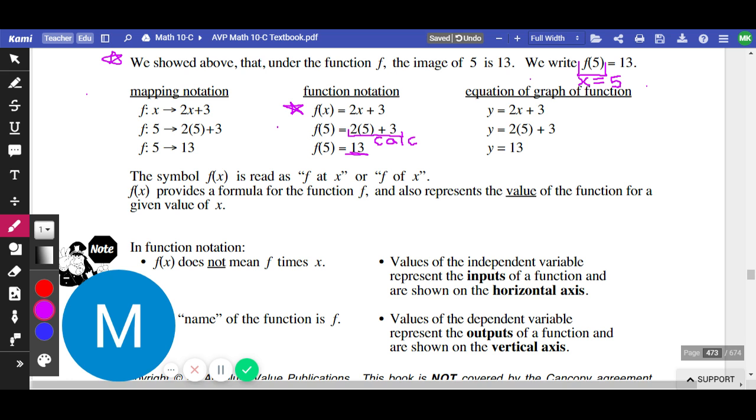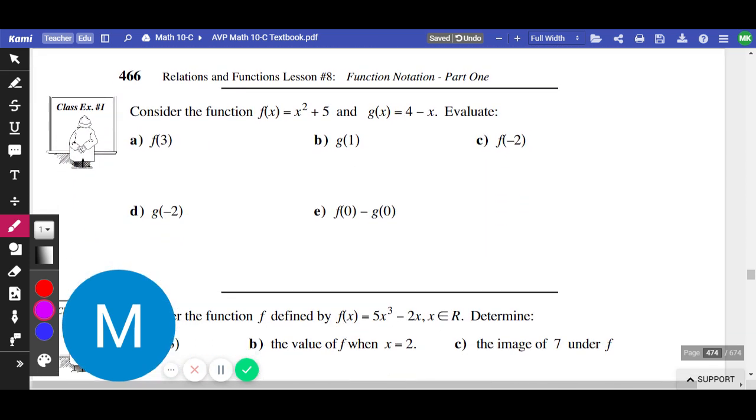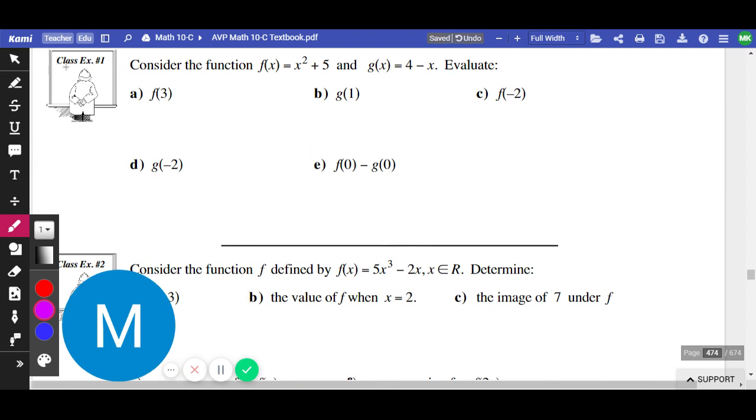We're going to skip a little further down to examples so we can actually do them. Perfect. This is the example I want, to help it all kind of come together. So it says consider the function, and they give you two functions. They give you f of x, so that would be function f, and g of x. We call that function g. Then it says evaluate. Evaluate means calculate.